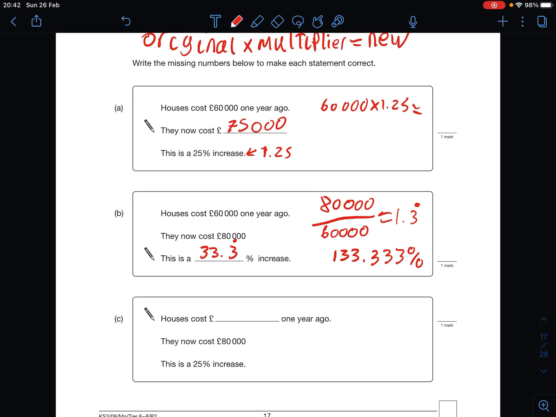Same idea over here, except I'm given the new, I'm given the multiplier, but I am not given the original. So what I'm going to do is I'm going to do the new divided by the multiplier. Now note, it's still a 25% increase, so the multiplier is still 1.25, regardless of if you're going backwards in time. So I'm going to do the new amount, 80,000, divided by 1.25. 80,000 divided by 1.25 gets me 64,000. Okay, because what this is saying is if I increase 64,000 by 25%, I will end up at 80,000.